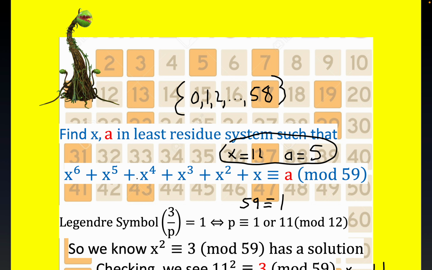Just one last thing. This appears like, if this were an equation, you'd say, wait a minute, you have one equation and 2 unknowns. In the real number world, I guess you would have an infinite number of solutions. But here you have unique solutions in a least residue system.